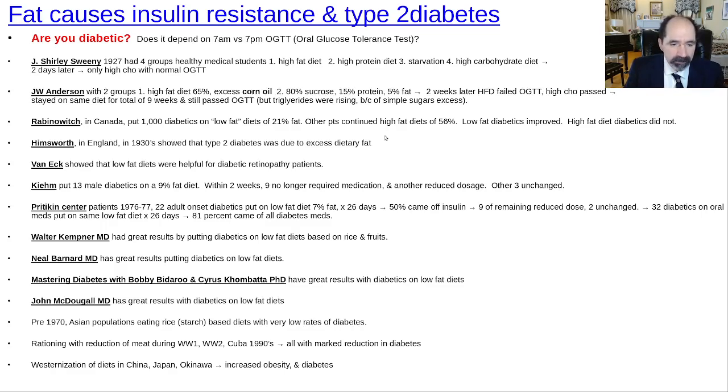Okay, real quick, some background information. I realize much of the audience already knows all this stuff, but there's a surprisingly large number of people who do not know this about diabetes. So the first point is, diabetes is caused by an excess of dietary fat.